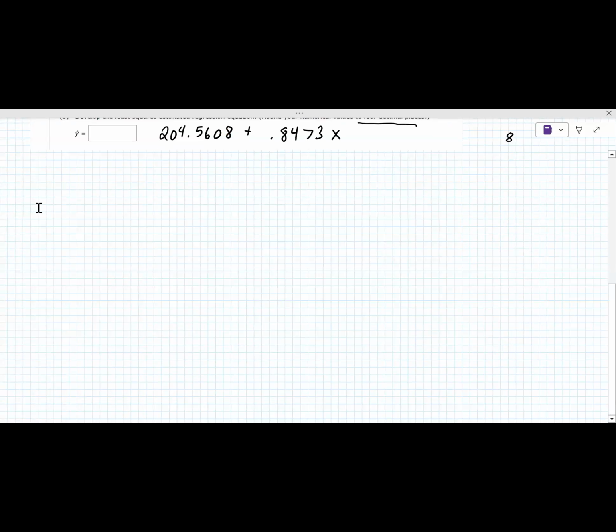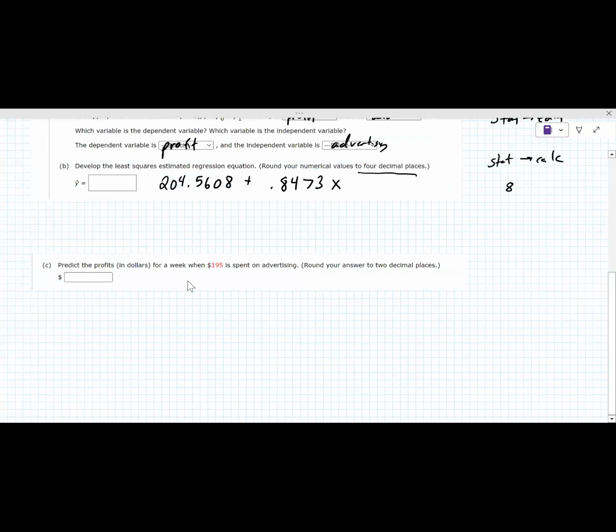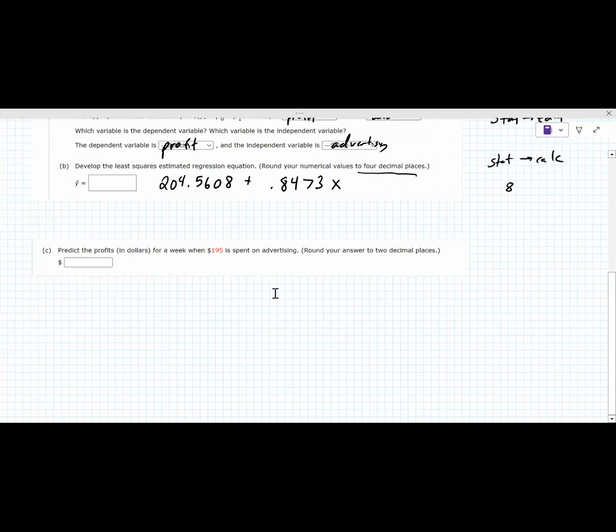Now, the next one here is to predict the profit in dollars for a week when $195 is spent on advertising. So that's your X value. We're putting that value in for X. Okay, on your calculator, you have to just re-enter this equation with that value. Some software will actually calculate an estimate for you, but we're kind of stuck with the calculator there.